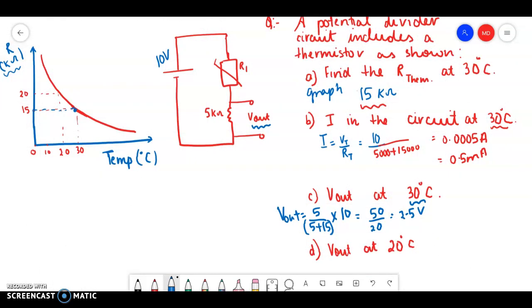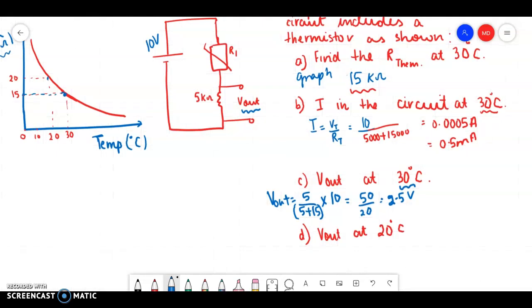Now let's see what happens at 20 degrees Celsius. Let's first predict what will happen. As temperature is going down from 30 to 20, what is happening to the resistance of the thermistor? Isn't it increasing? As temperature is going down, the resistance of the thermistor is increasing, so the thermistor will get a higher share. So we should get a lower value of V output than 2.5. But let's have a look. Let's see if it actually is true.